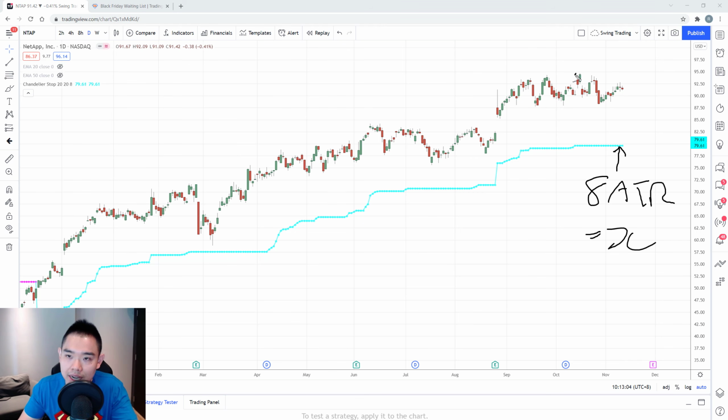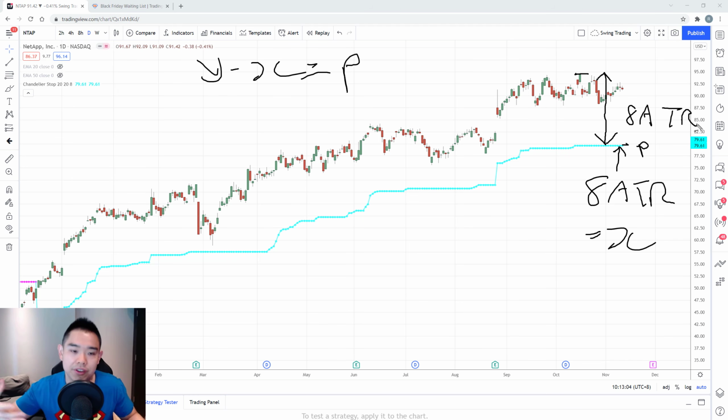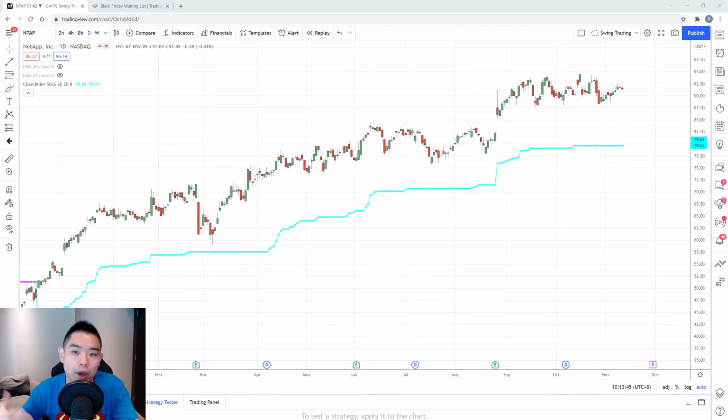Let's say from this high, which is Y, you minus X, and that gives you, let's say, P. So this blue line over here is P. That's the concept behind it. Basically from here all the way down to here is 8 ATR. That's the buffer that we are giving this stock to go up and down. Of course, 8 ATR could be a wide stop loss for many traders.